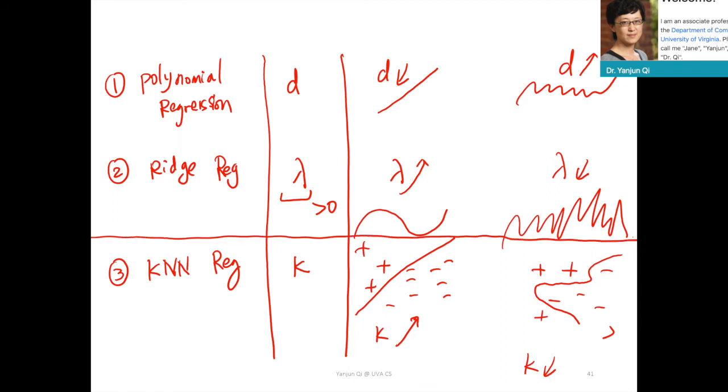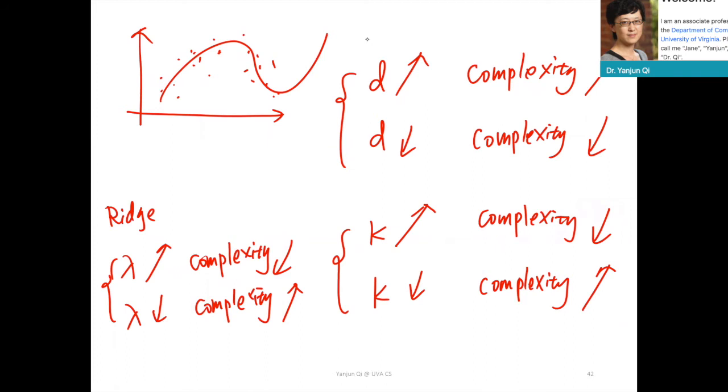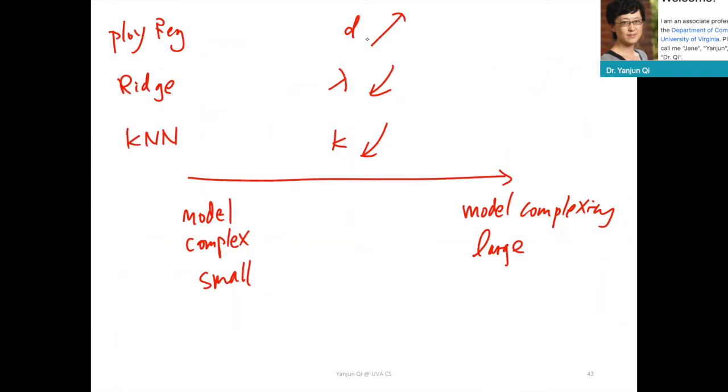this is for k-nearest neighbor, this is for ridge regression, and so this is, all right, so you get the idea. Okay, I will put a little blue color next time.